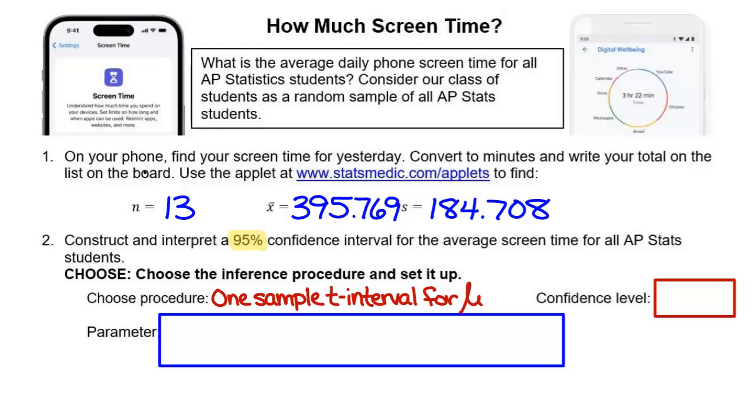They told us the confidence level they want us to use. What confidence level are we using? 95%.